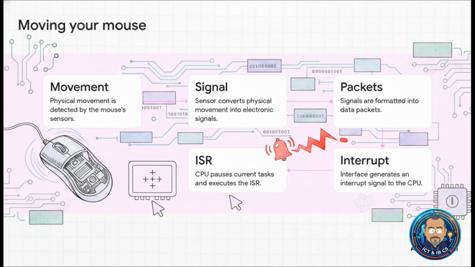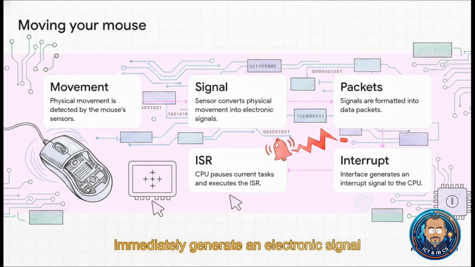Let's walk through it. First, you physically move the mouse. The tiny sensors inside the mouse immediately generate an electronic signal that encodes the exact direction and distance of your movement. Those signals get chopped up into data packets and blasted over your USB or Bluetooth connection. The interface on your motherboard catches that and generates the actual interrupt signal, firing it straight into the CPU.